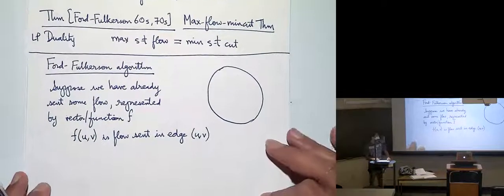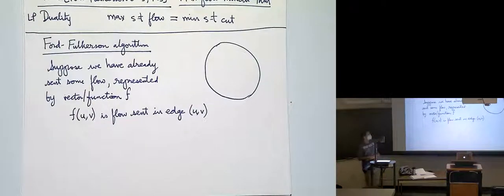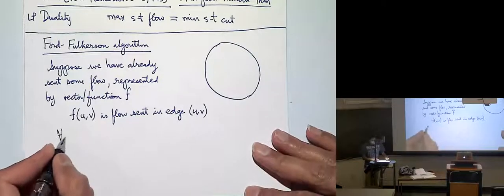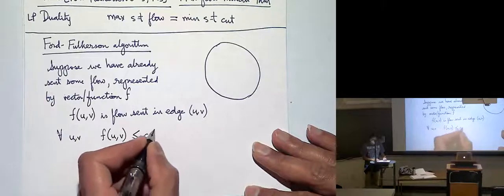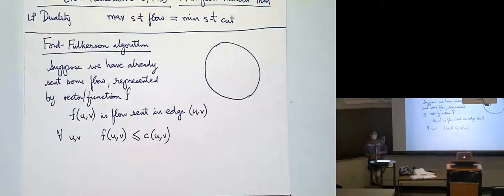So the Ford-Fulkerson algorithm is going to require some amount of background, so let me go over that background. f_uv is the flow sent in that edge. Okay, so you're sending some flow. What you know is that for all uv, f of uv is at most the capacity, because that's what it means to be a flow. You're not allowed to send more flow than the capacity. This is known as the capacity constraint.